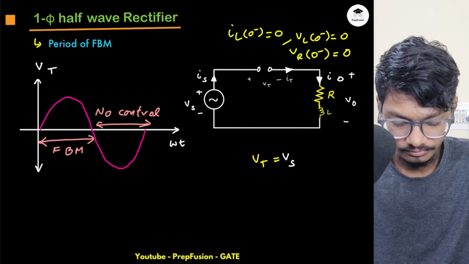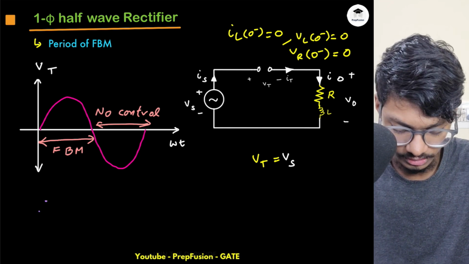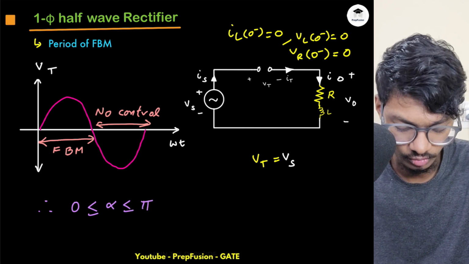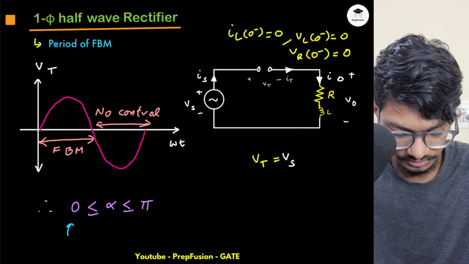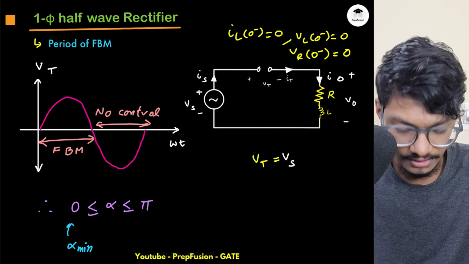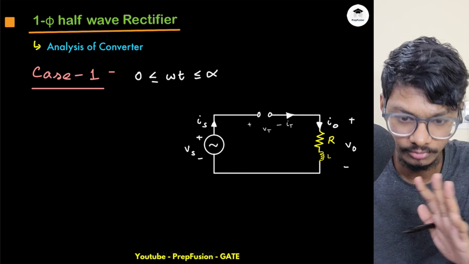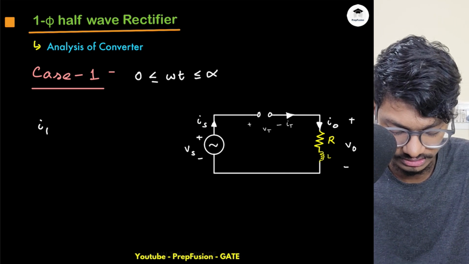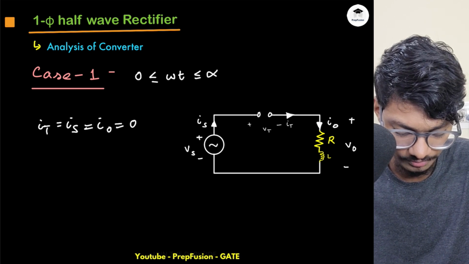Now what can be my alpha minimum? Here my range of triggering angle can be from 0 to pi. So this is my alpha minimum. If I replace alpha with 0 degrees, then obviously it will become a diode circuit, it will become uncontrolled. This is the region of forward blocking mode. Now from 0 to alpha, I am not triggering it, so what will happen? The current will be 0 because the SCR is off and current through the SCR can only flow in one direction. So IS equals IT equals IO equals 0 amperes.